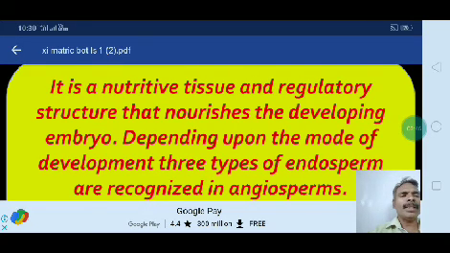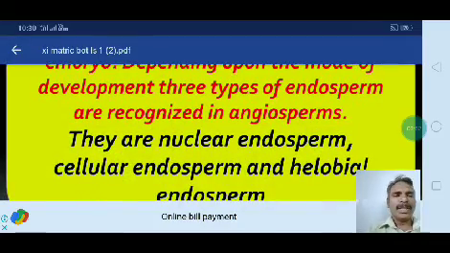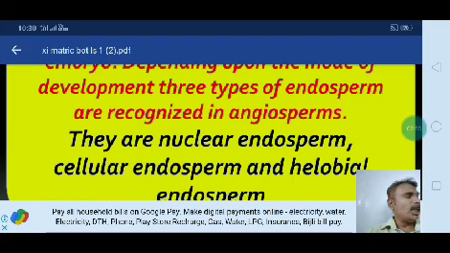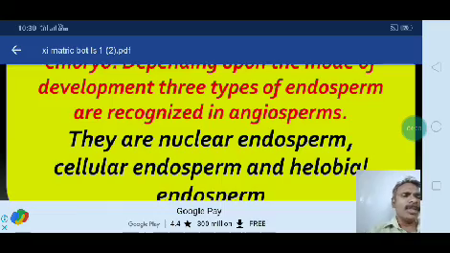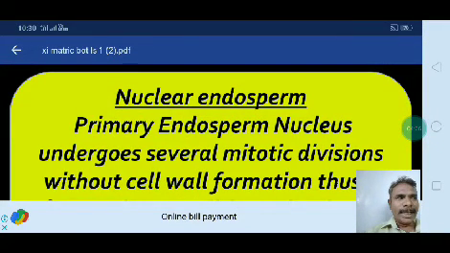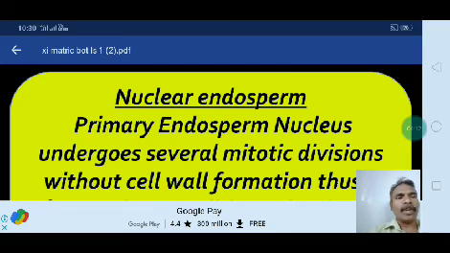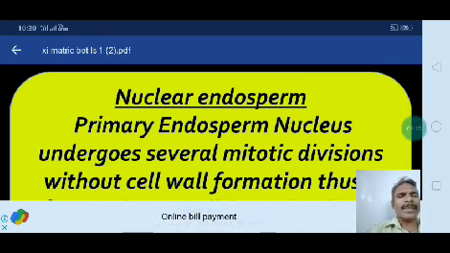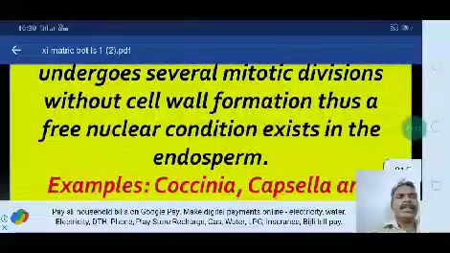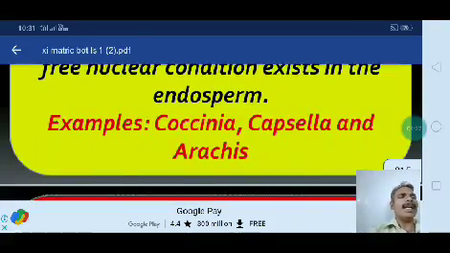Depending upon the mode of development, three types of endosperm are recognized in angiosperms: nuclear endosperm, cellular endosperm, and helobial endosperm. First, nuclear endosperm. The primary endosperm nucleus, PEN, undergoes several mitotic divisions without cell wall formation. Underline that: without cell wall formation. Thus a free nuclear condition exists in the endosperm. For example, Coccinia, Capsella and Arachis.